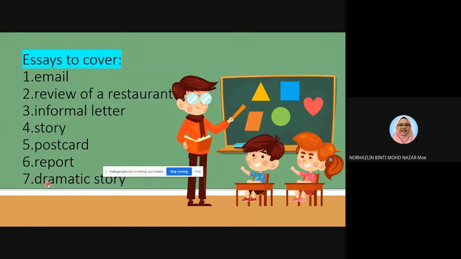The last essay to cover this year is how to write a dramatic story. Don't worry, they'll give you a sample in that textbook. Then we're going to focus on how to use adjectives and adverbs to make your story much more interesting. So that is about your essays. Inshallah, we need to cover all these 7 essays.